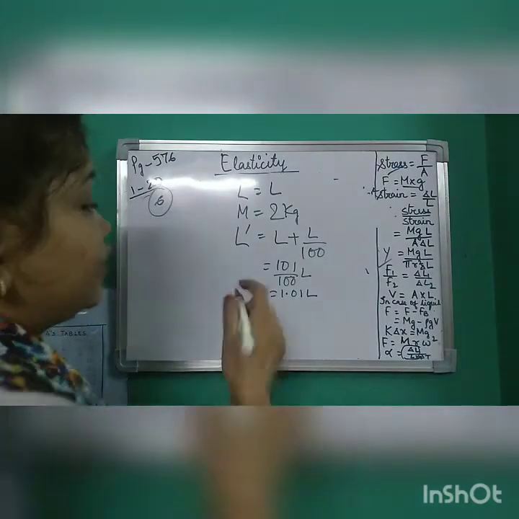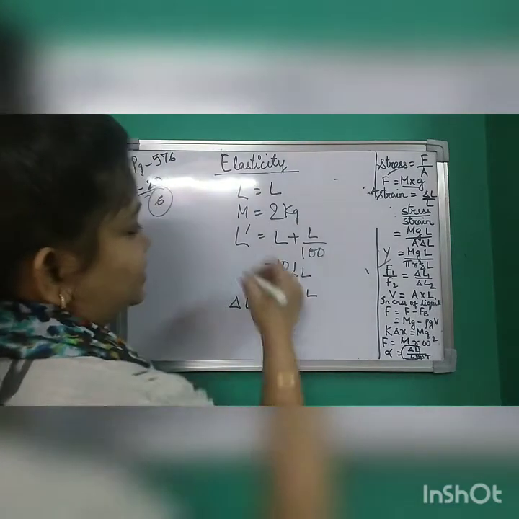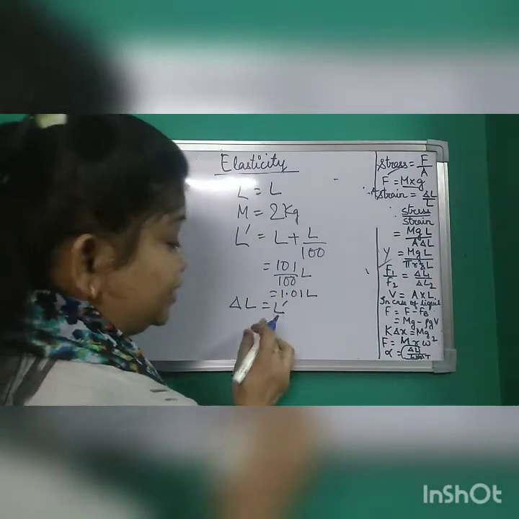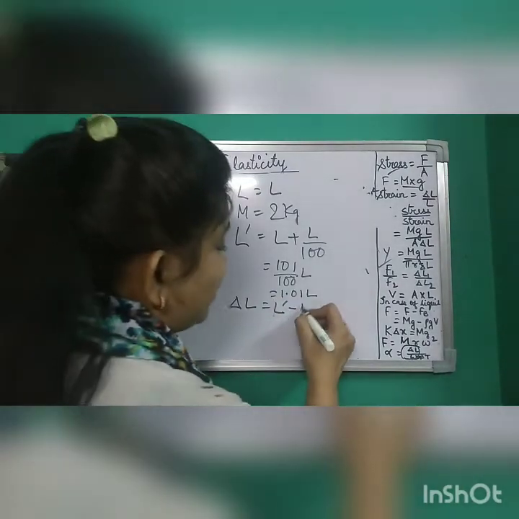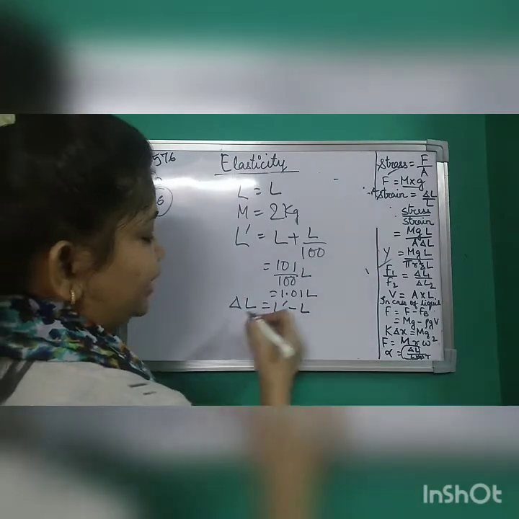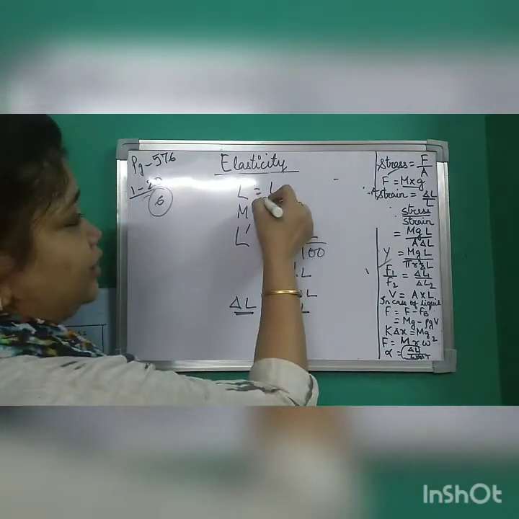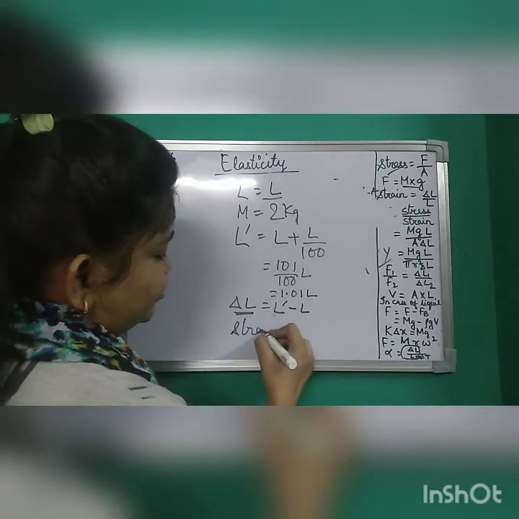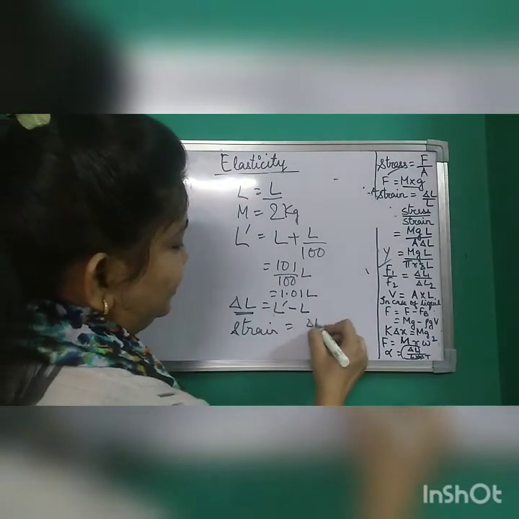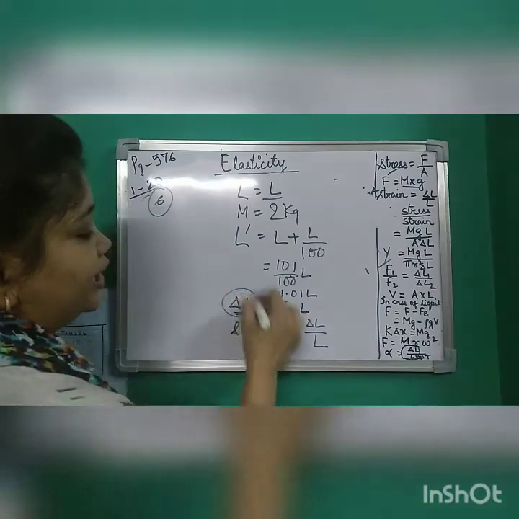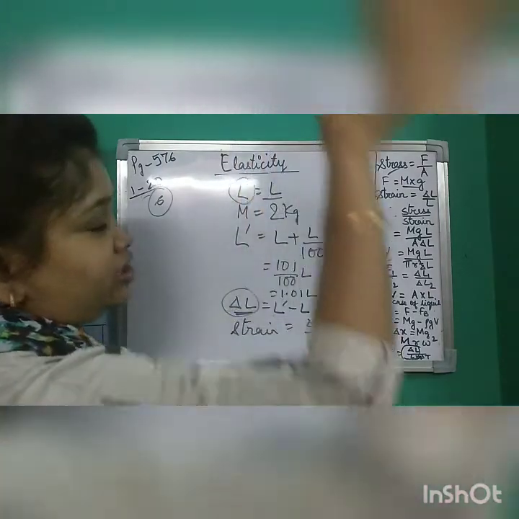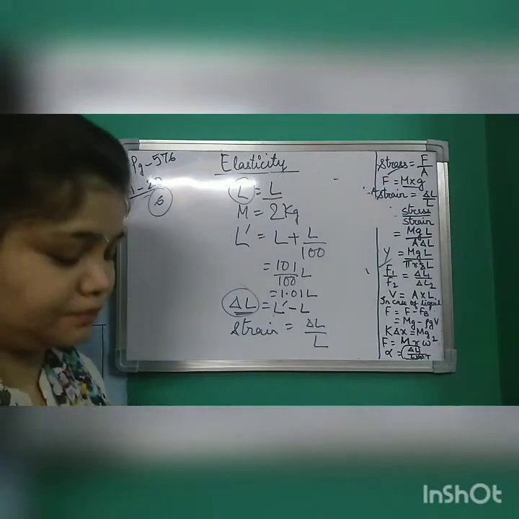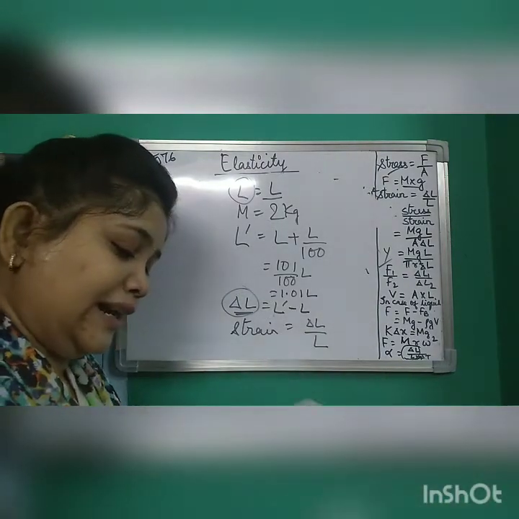So how will you find delta L? Delta L is nothing but L dash, the new length after increase of 1%, minus L. So from here you will get delta L. And the actual length, you know, it is L. They have asked strain. So strain is nothing but delta L by L. From here you are getting delta L, and the original length L is given. So just put it, solve, and you'll get the strain. Now let us do the next sum.